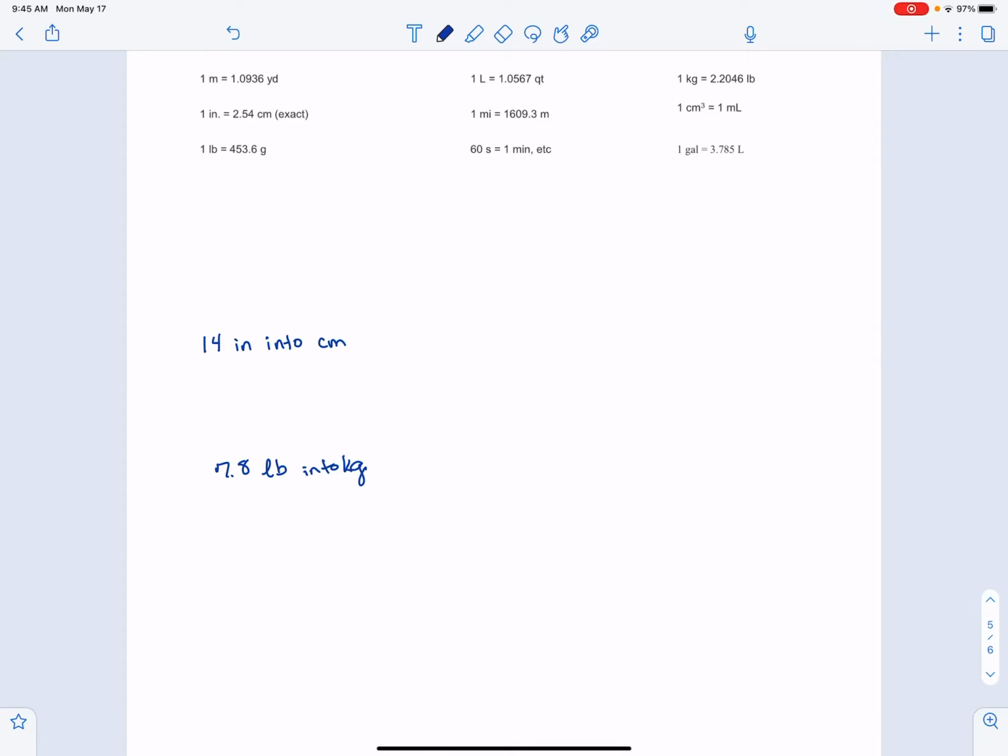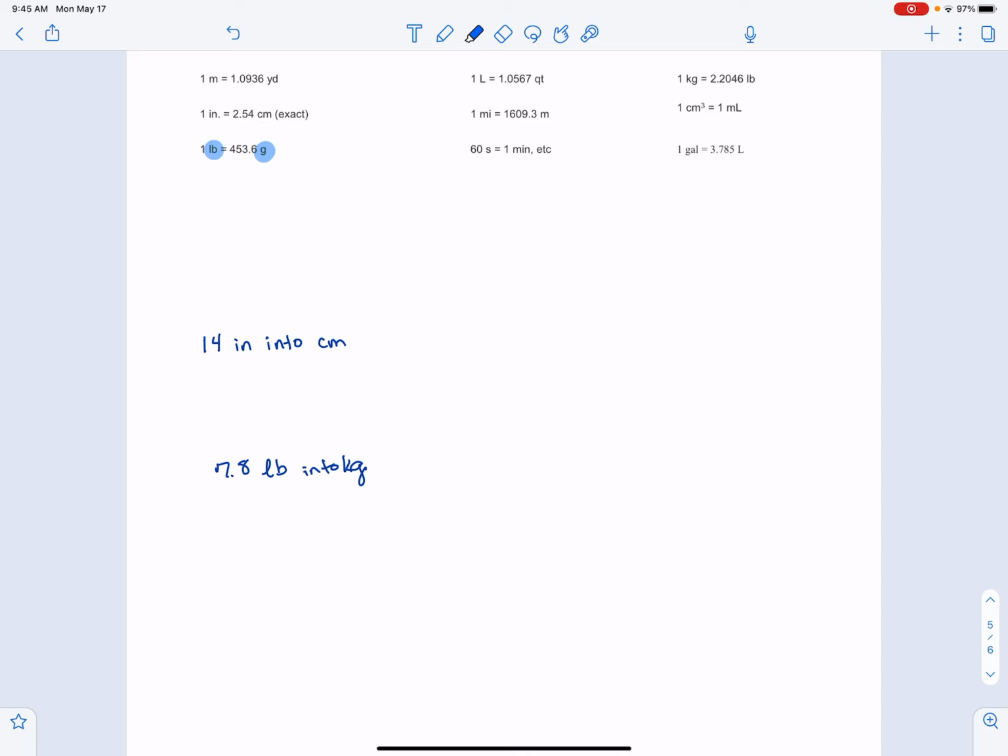This is another chart that you have available to you. In addition to the metric unit conversions, you also need to be able to convert between some common English units like pounds to grams. Some of these you may be more familiar with.